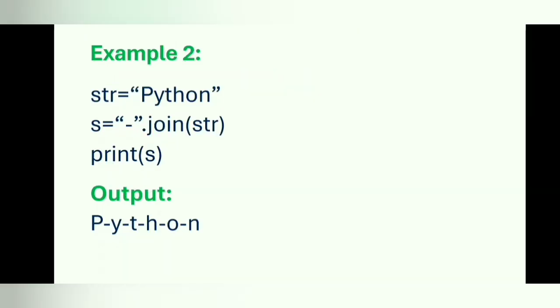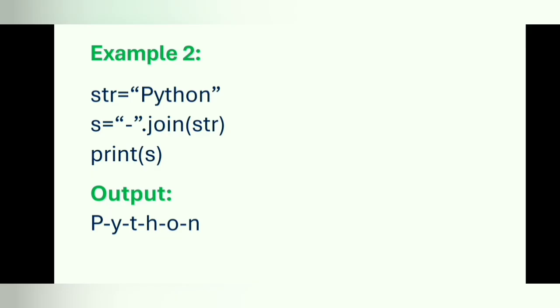Example 2. This example joins all the characters in a string into a string using a hyphen character as a separator. In this example, we assign a string to the variable str. In the following statement, we apply the string join method where the iterable is a string and the hyphen character is the string separator. The string join method returns a new string where all characters in the string are joined into one string by using the hyphen character as a separator.